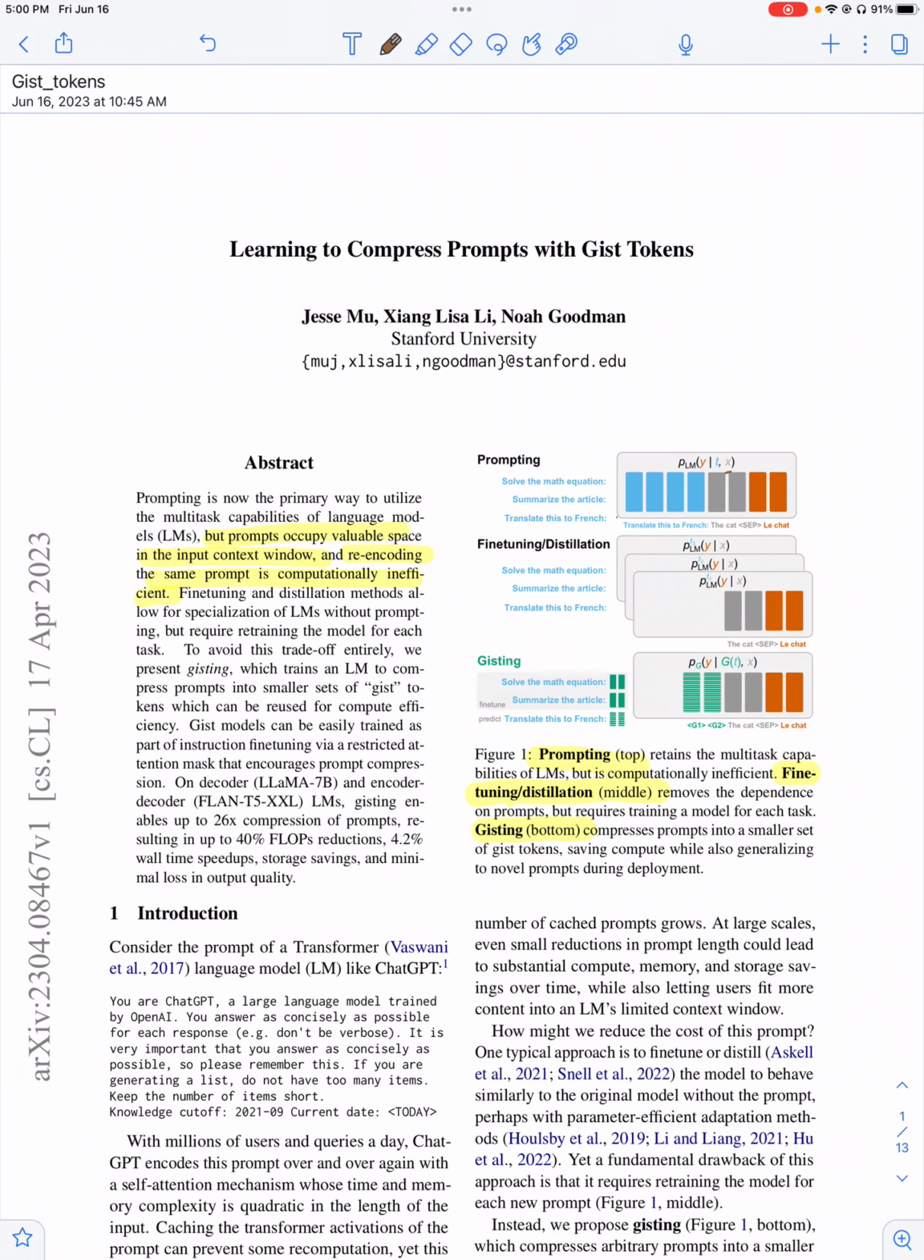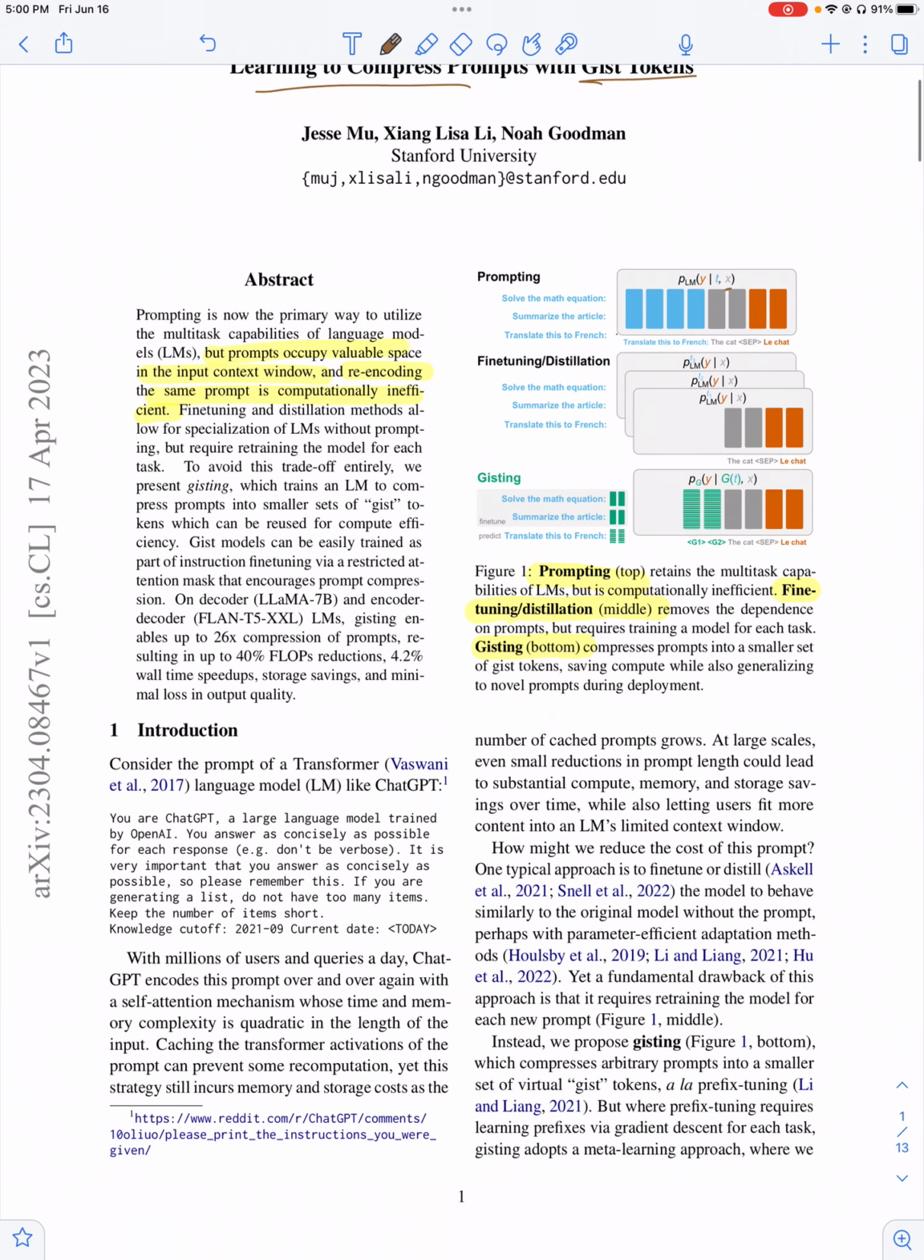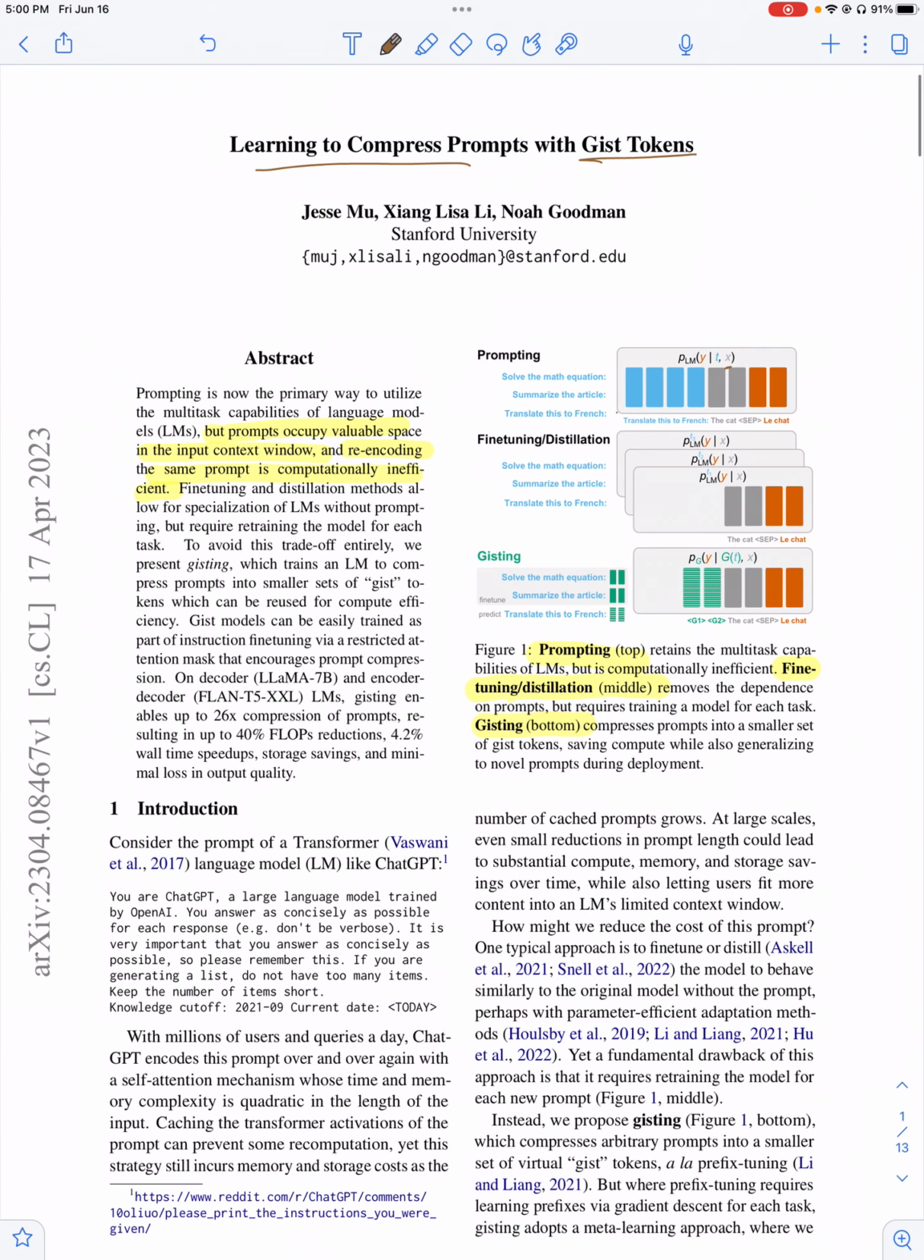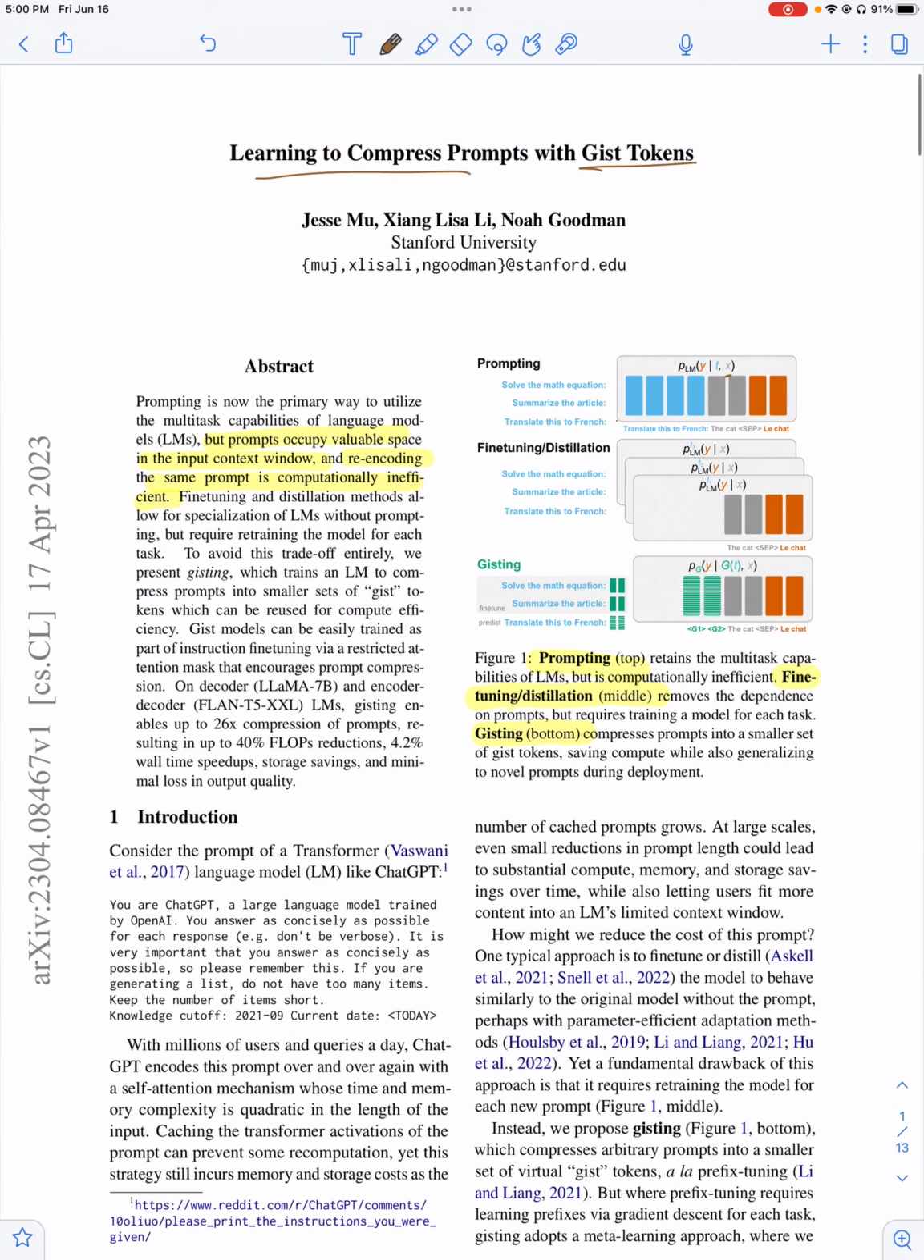Hi everyone. Today we look at the paper Learning to Compress Prompts with GIST tokens. So this paper focuses on how you can reduce the number of prompt tokens and learn a bunch of tokens called GIST tokens so as to improve the computational efficiency in the context window.